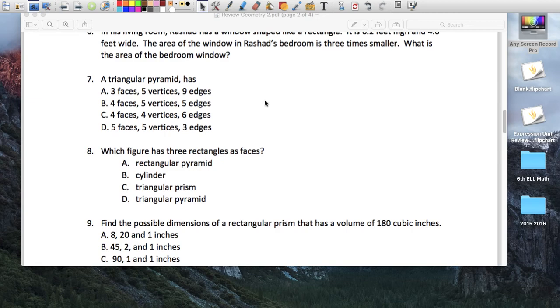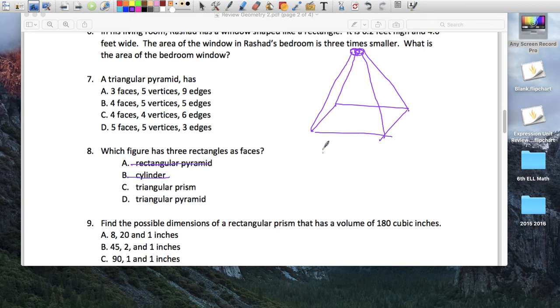Which figure has 3 rectangles as faces? Oh my god. Okay, a rectangular pyramid, I'll build one. That's your base, and then you can bring that up, and that up, and that up. It's a pyramid, so it has 1 rectangle and everything else is a triangle, so that's gone. A cylinder, let's not even talk about it.